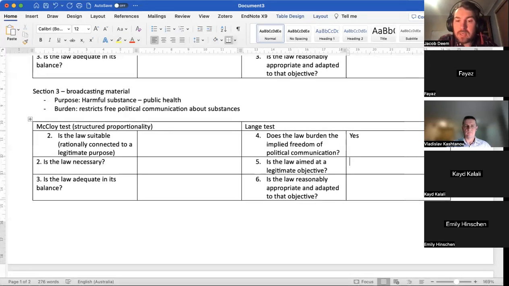So what do we think about that? We know that the minister says that they're concerned about public health, but is it legitimate to limit discussion of this particular issue? Not necessarily, I would say. Okay, and why would that be?